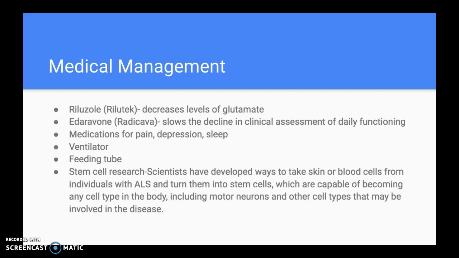Scientists right now are actually developing ways to take skin or blood cells from an individual with ALS and turn them into stem cells, which are then capable of becoming any cell type in the body, including those motor neurons and other cell types that might be involved in this disease.